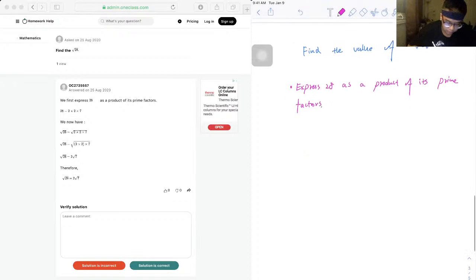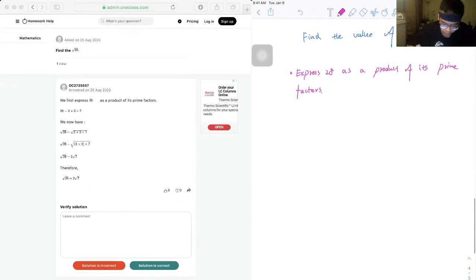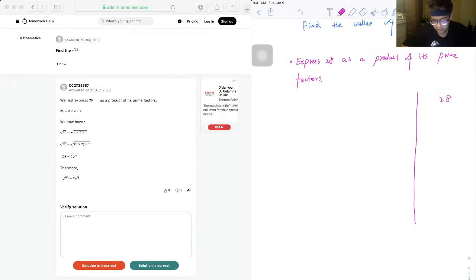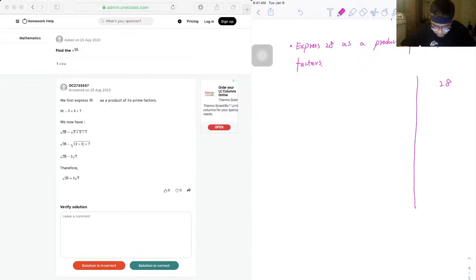You don't need to show this part in your answer paper, that's like a draft. So 28 is equal to 4 times 7, and since 7 is already a prime number, we can leave it there. And 4 is equal to 2 times 2, and we can stop there because 2 is a prime number as well. So now 28 can be represented by the number at the end of each branch. That's going to be 2 times 2 times 7.